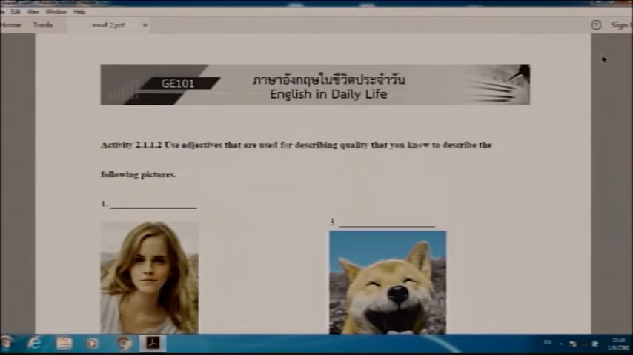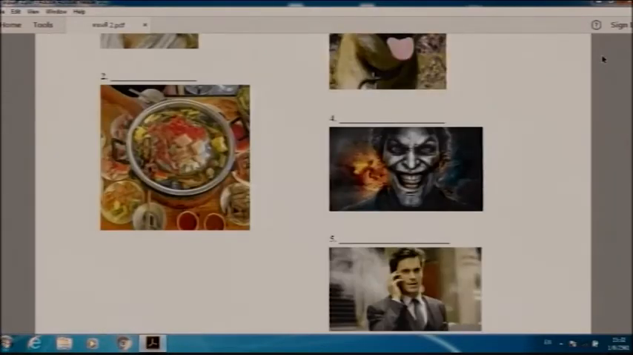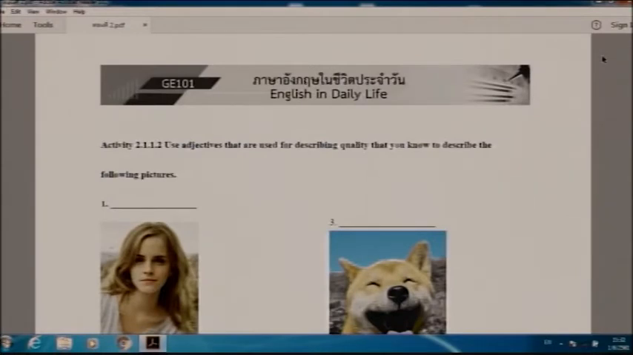Picture number 2, when you look at picture number 2, that is food. Which adjective can we use? Yummy, tasty, delicious. Then picture number 3, look at that dog. We can say the dog is happy, jolly, interesting.